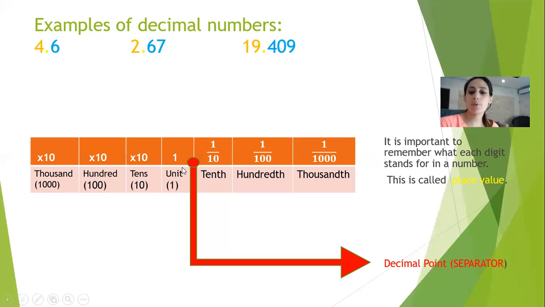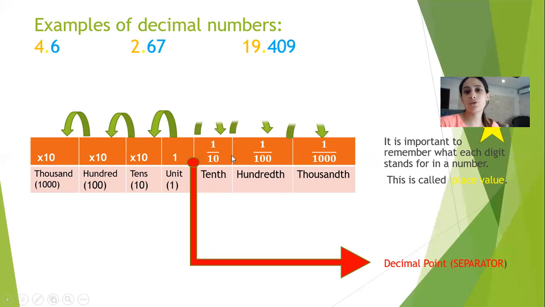Now, what is the opposite of times? Of course, it is divide. So if I'm moving to the left side, I'm doing times 10. If I'm going to the right side, I will divide by 10. Okay, so dividing this one by 10, we get the tenth. And after that, the hundredth and the thousandth. Okay, so it is important to remember what each digit stands for in a number. This is called the place value. Is this clear till now?